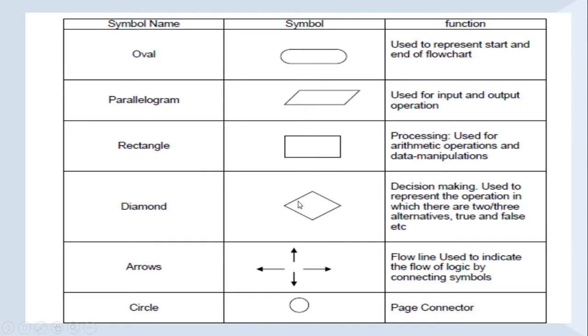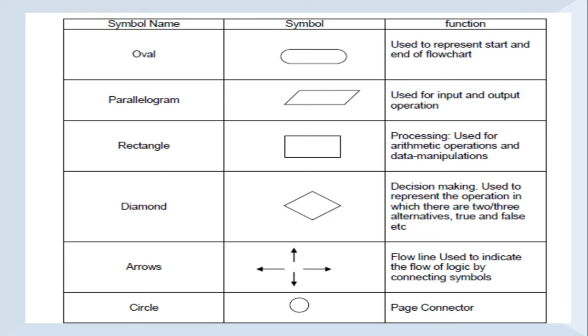And this diamond is used for decision making, mainly used for checking whether a condition is true or not. And we use these arrow symbols, up, down, left and right arrows, to indicate the control flow from one step to another, and also for connecting various symbols of a flowchart.